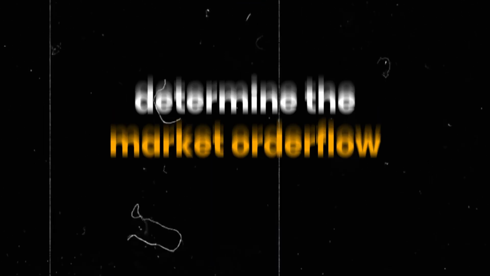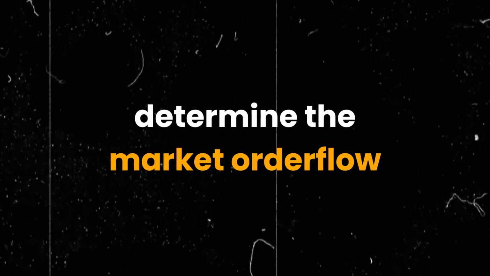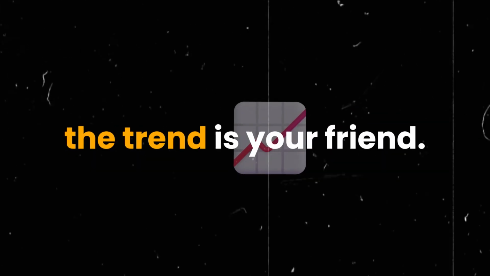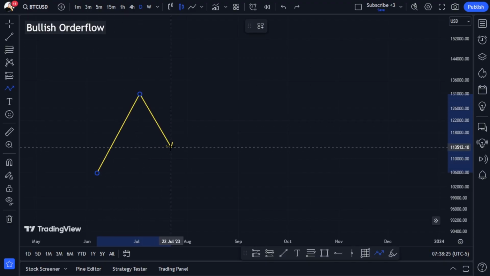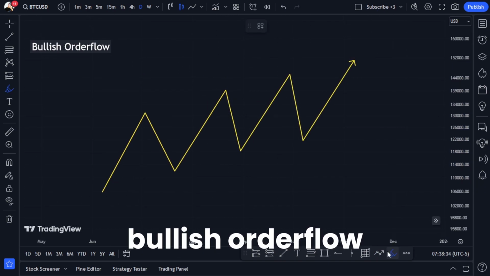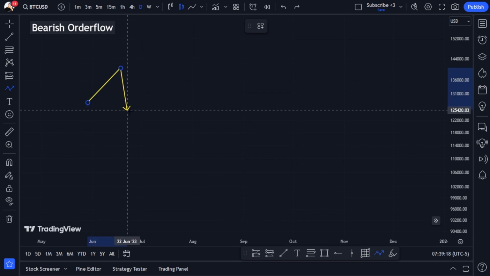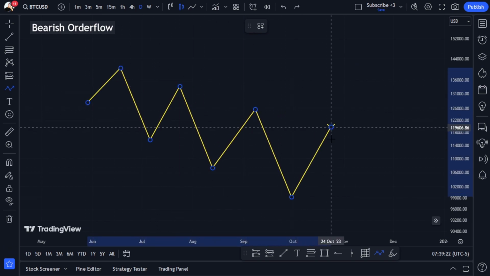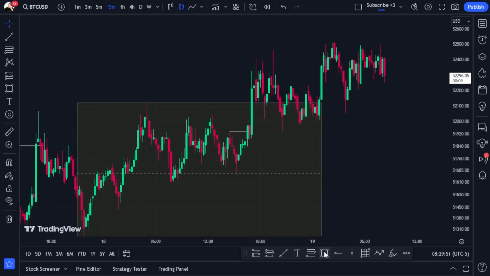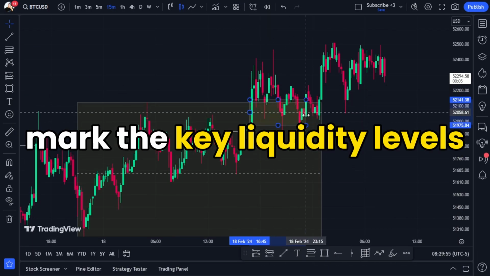First of all, we have to determine the order flow of the market, whether we have a bullish order flow or a bearish order flow. This is necessary. As they say, the trend is your friend. If the market is creating higher highs and respecting bullish PD arrays, then we have a bullish order flow. Similarly, if the market is creating lower lows and respecting bearish PD arrays, then we clearly have a bearish order flow.